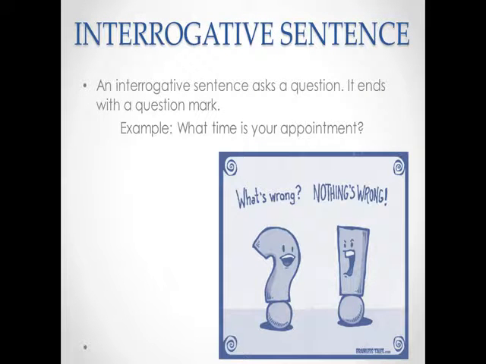An interrogative sentence asks a question. It ends with a question mark. Example, what time is your appointment? Question mark. And you'll see the picture that I have there shows a question mark saying, what's wrong? And an exclamation mark saying, nothing's wrong.